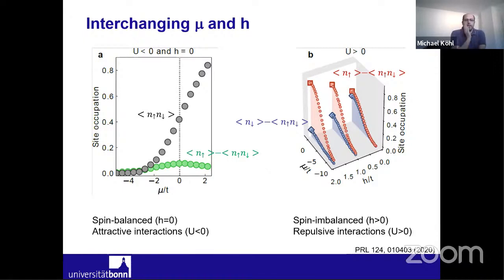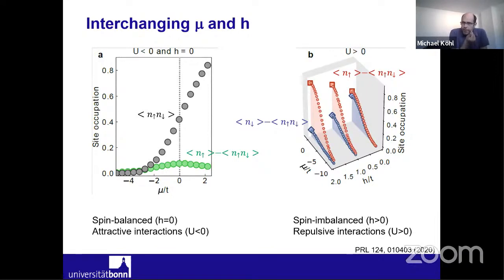So on the left-hand side, I show you a measurement of the so-called equation of state of the gas. That basically measures density as a function of chemical potential for attractive interactions and for a spin-balanced gas. You see the doubly occupied data are the gray data points, and the singly occupied densities are the green data points. But that's for some interaction of -8, I believe. Right, so we have spin balance, we have attractive interactions, and we get the behavior of density versus chemical potential.